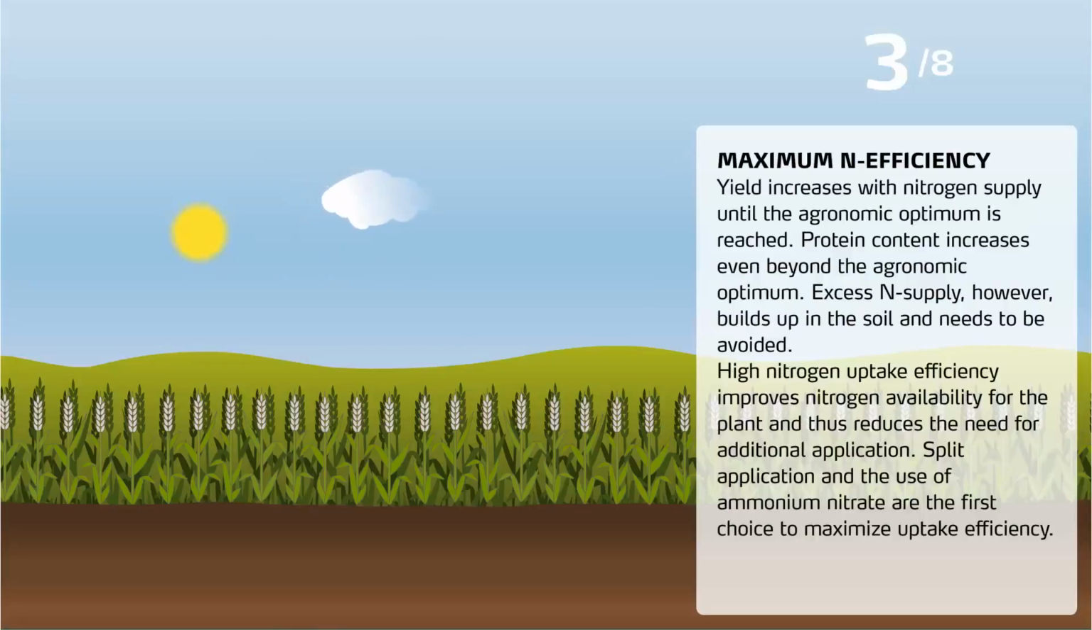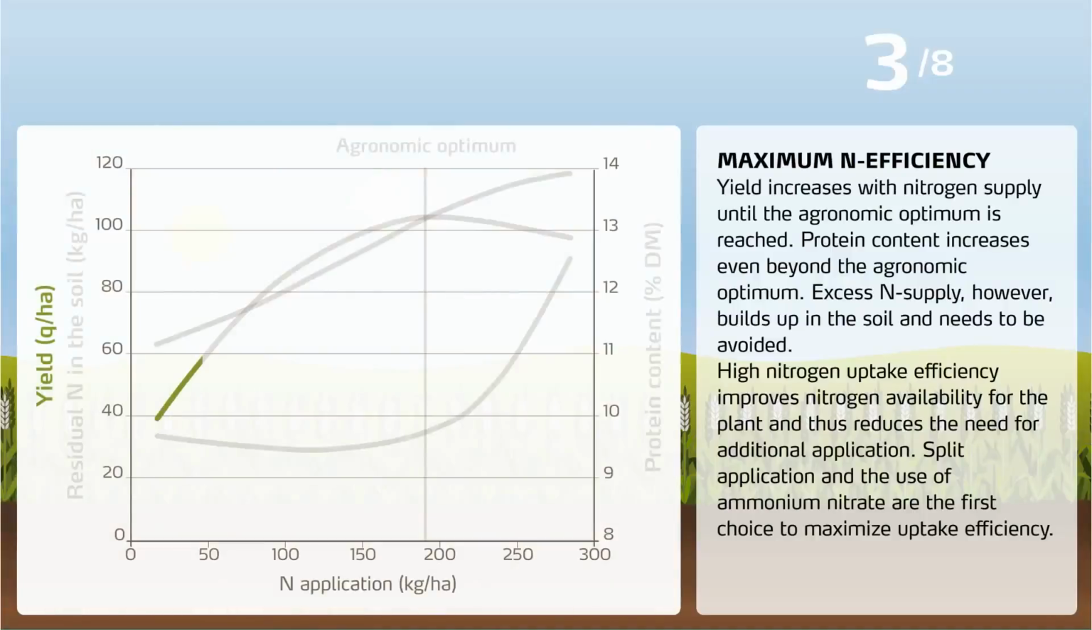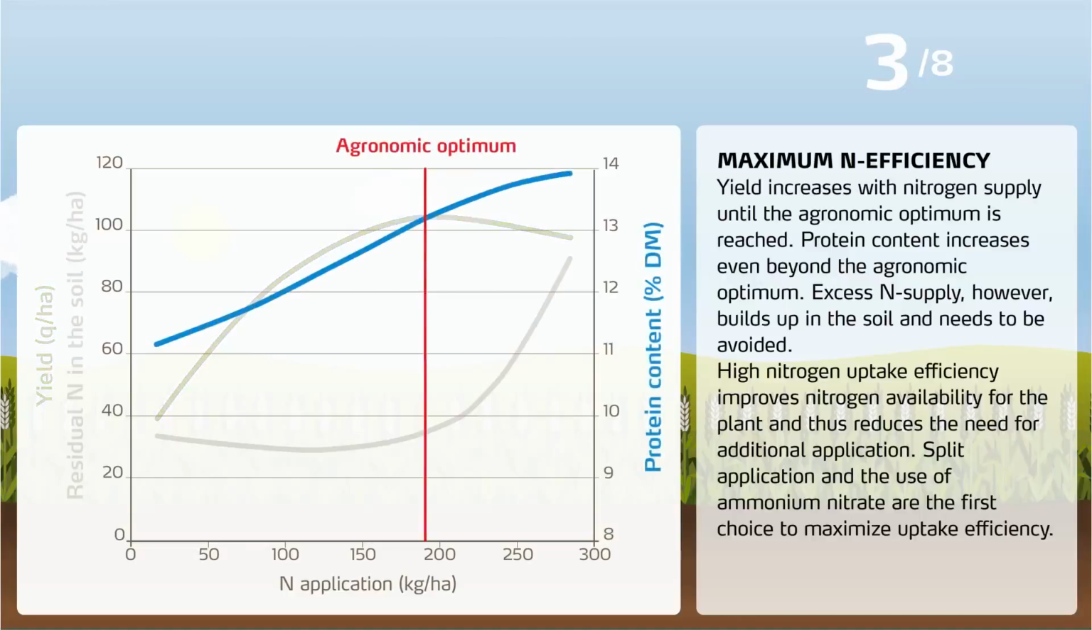Maximum nitrogen efficiency. Yield increases with nitrogen supply until the agronomic optimum is reached. Protein content increases even beyond the agronomic optimum. Excess nitrogen supply, however, builds up in the soil and needs to be avoided. High nitrogen uptake efficiency improves nitrogen availability for the plant and thus reduces the need for additional application. Split application and the use of ammonium nitrate are the first choice to maximize uptake efficiency.